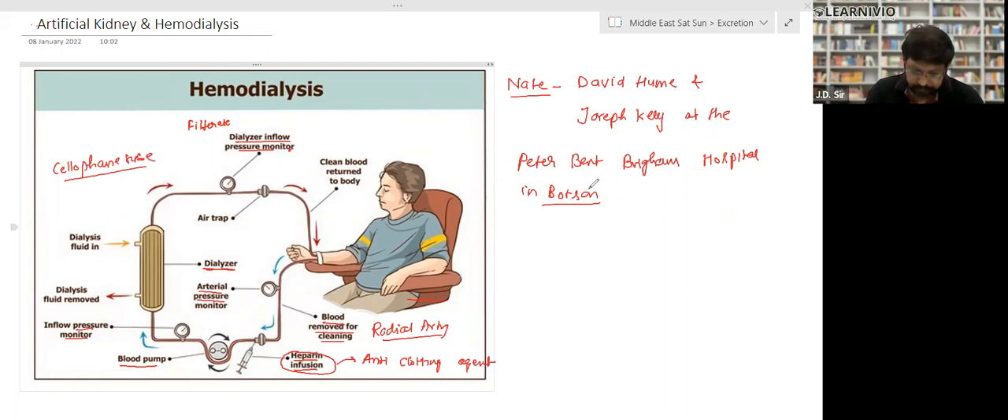The patient is said to be put on dialysis, and the process of purifying blood by artificial kidney is called hemodialysis.